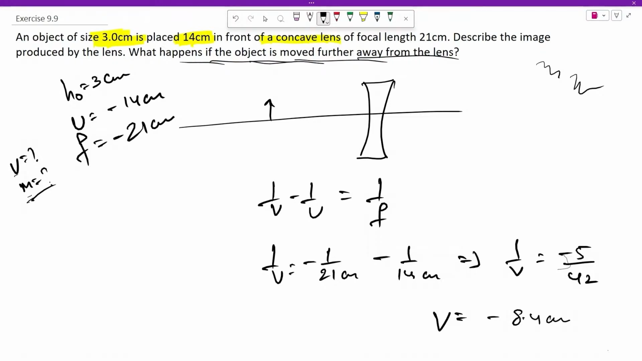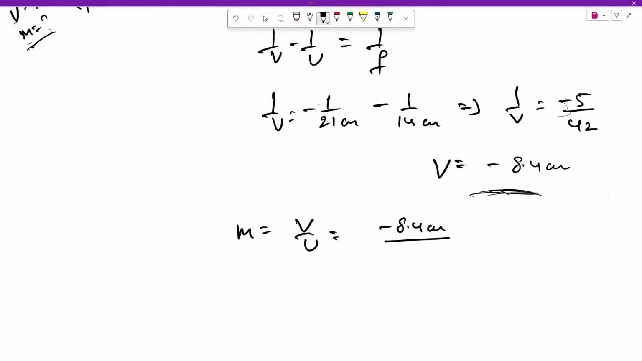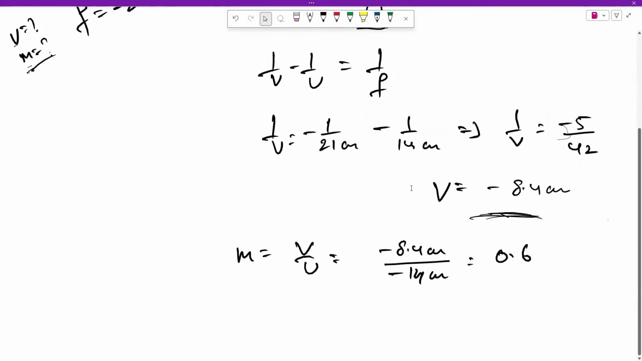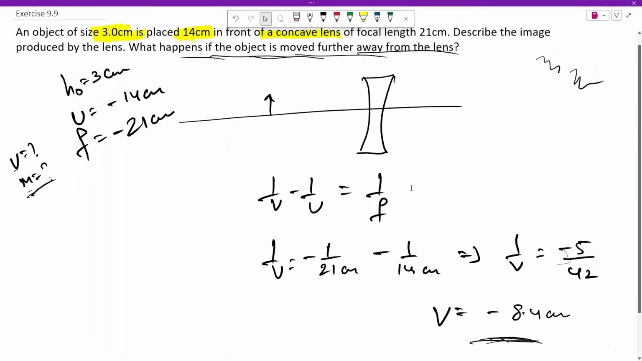So the image is on the left hand side of the lens because we have got a negative value of v. Now let us try to find out the value of magnification. Magnification for the lens is defined as v by u. So substituting the values, we get minus 8.4 centimeter divided by minus 14 centimeter, and this will give us a value of 0.6. So here magnification is less than 1, that is the image will be diminished, and magnification is positive. That means the image is going to be virtual and erect.